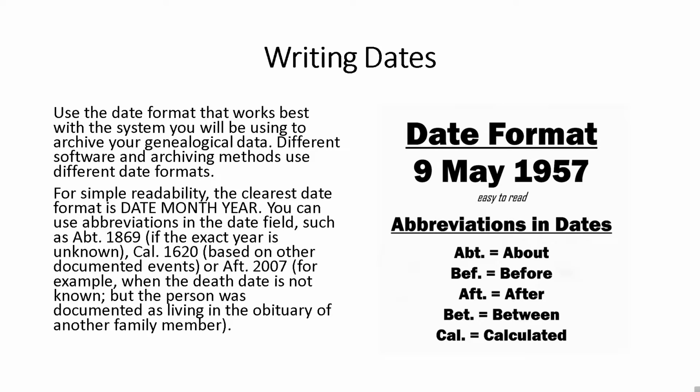You can use abbreviations in the date field, such as ABT for about, like in about 1869, if the exact year is unknown. CAL for calculated, as in calculated date 1620, based on other documented events. Or AFT for after, as in after 2007. For example, when the death date is not known, but the person was documented as living in the obituary of another family member.